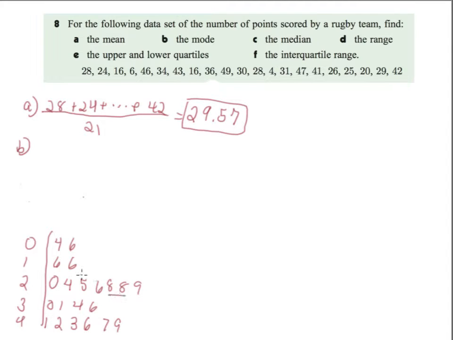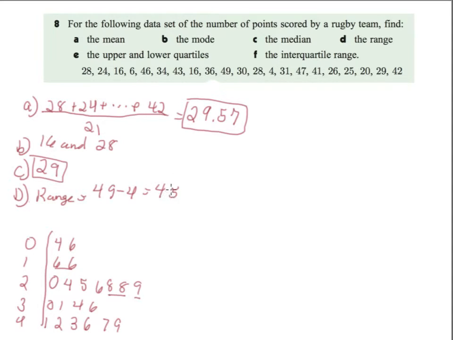B, the mode, well, which one occurs most often? Well, that would be 16 and 28. So this is a bimodal data distribution. C, the median, well, again, this is where the stem plot comes in easy. It's easy for me to find the middle number, so it's going to be 29. The range is going to be max minus min, so it's 45.